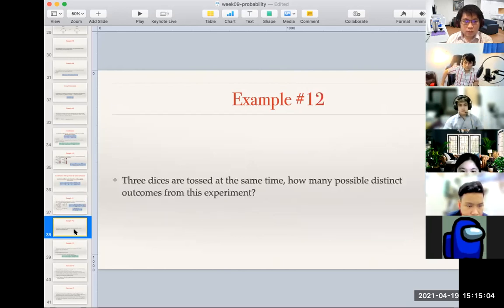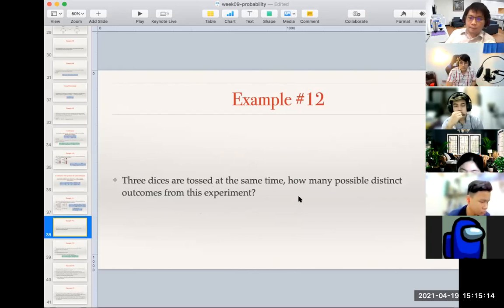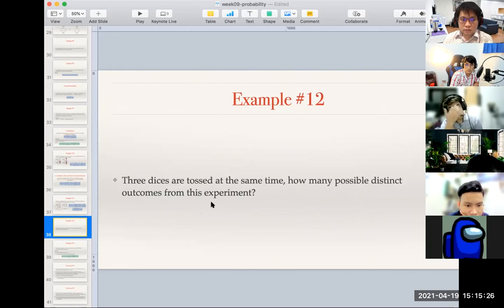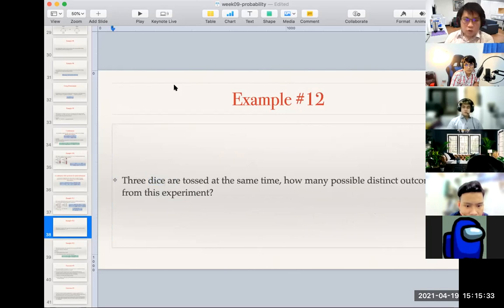For example, this one: 3 dice are tossed at the same time. How many possible distinct outcomes are there from this experiment?